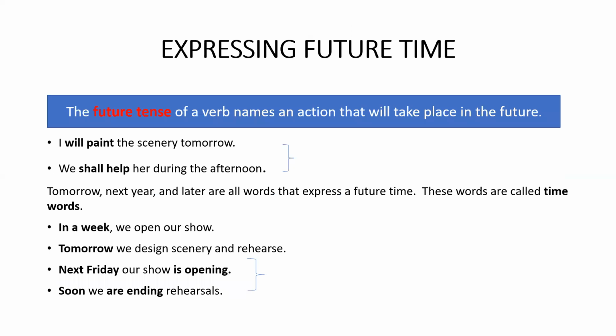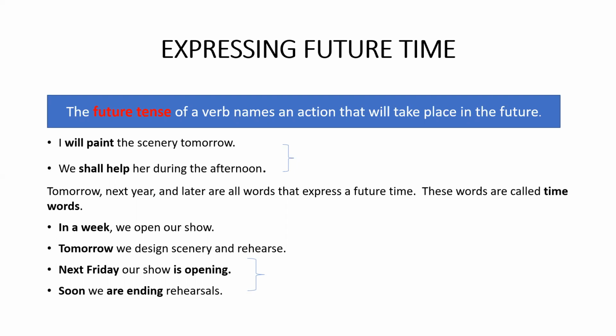Now, how to express the future time? You often use verbs that name an action that has not yet happened, but that you expect to happen in the future. The future tense of a verb names an action that will take place in the future. The verbs in the given sentences are in the future tense. I will paint the scenery tomorrow. We shall help her during the afternoon.